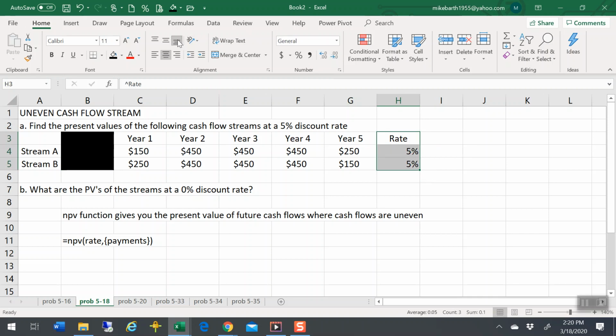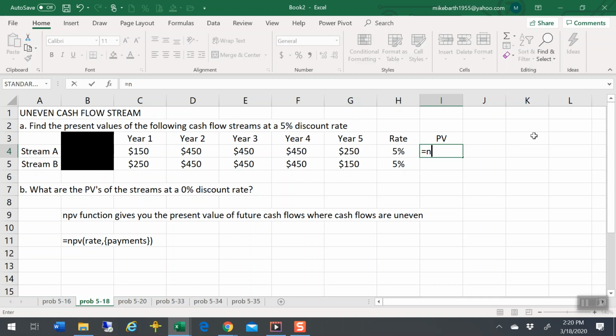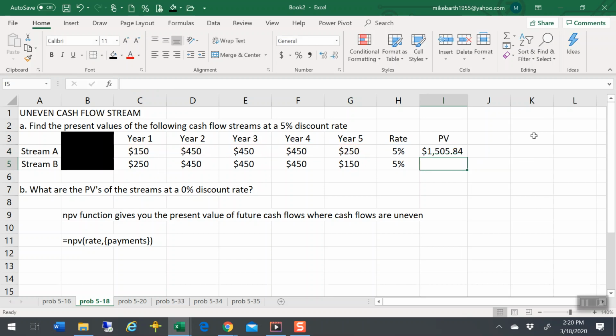All right, so using the NPV function, we get the present value of those. Equals NPV, open parens, cover up the interest rate, comma, and then all the cash flows. As long as they're all in the same contiguous cells in a single row, you'll get the function working, you'll get the correct answer. Okay. Now this one's worth more.